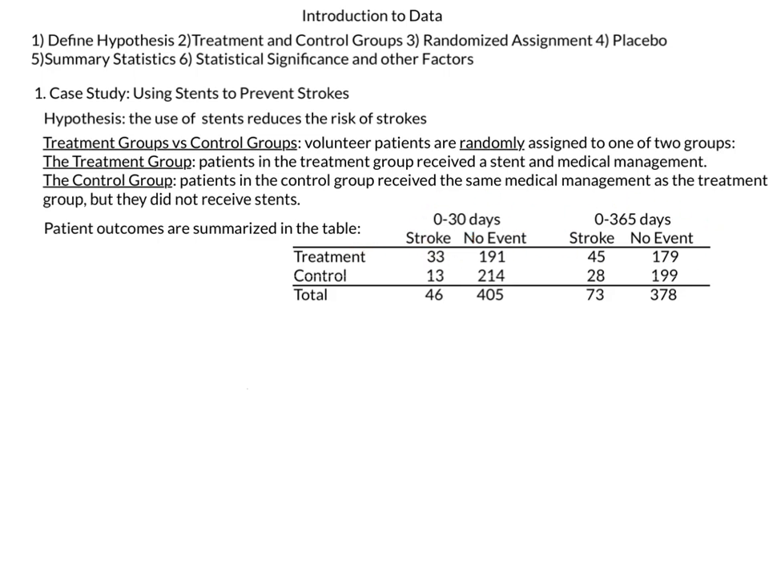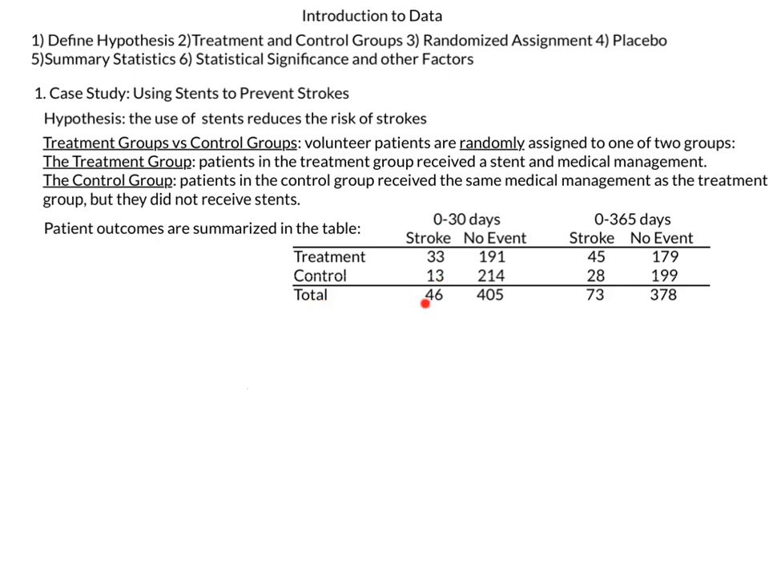and we ask the same question of the treatment group if they've had a stroke or no event, 0 to 365 days, a year later. We also ask the same question of the control group. After 1 month, if there's a stroke or no stroke, and after a year, if they've had a stroke or no stroke. And these are the totals here.